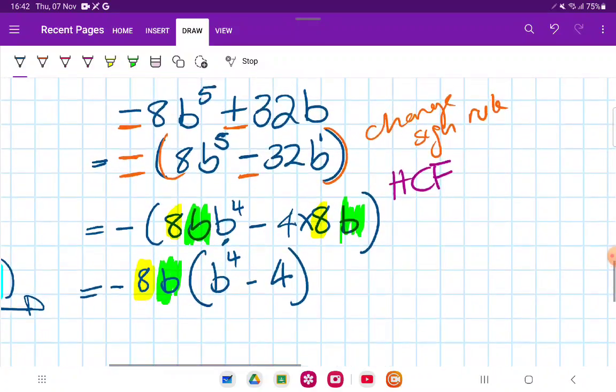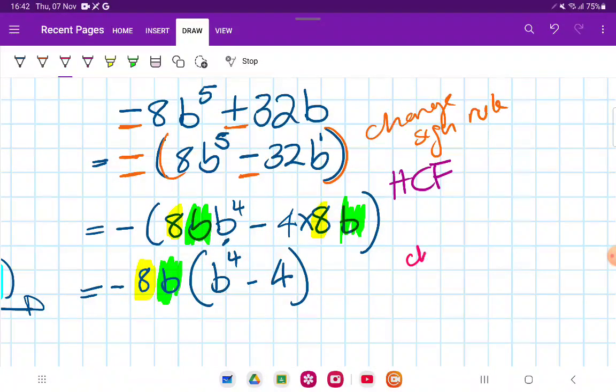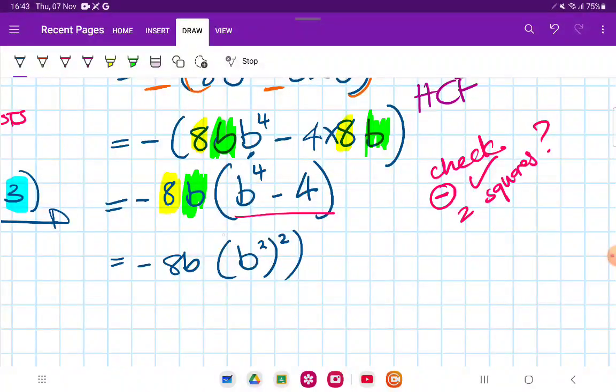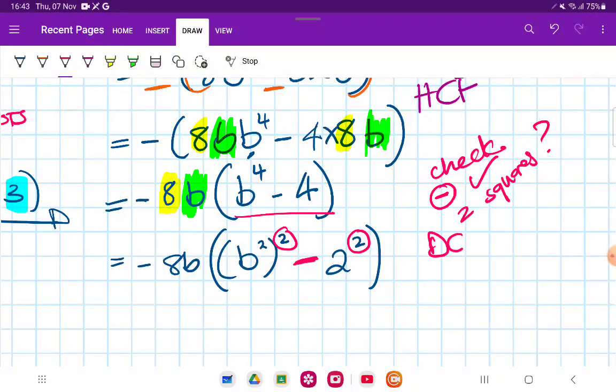Again, you're going to want to stop there. But at this point, I need you to check this bracket. You have a difference. Minus sign, yes. 2 squares, question mark. So let's rewrite it to see if I have 2 squares. Minus 8b. Now, b to the power 4: I'm going to say 4 divided by 2. That's b squared, to the power of 2. So b squared, squared, yes, minus 2 squared. Oh yes, I have a difference of 2 squares. I have DOTS.